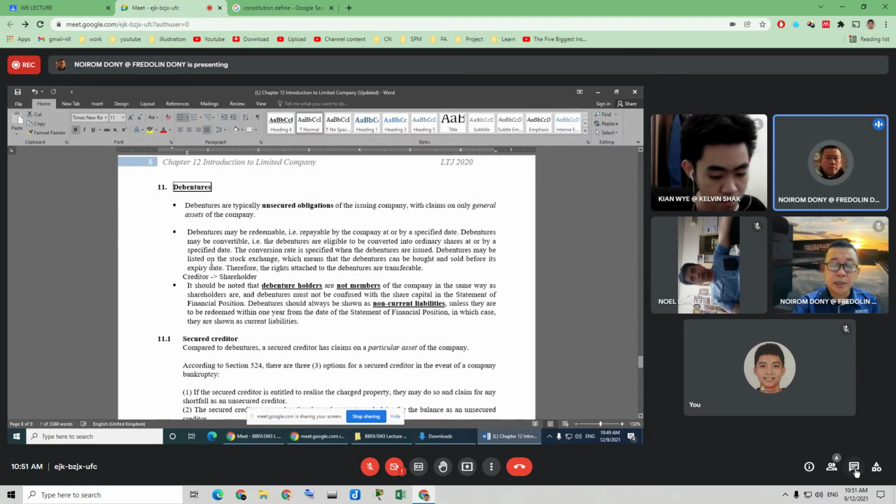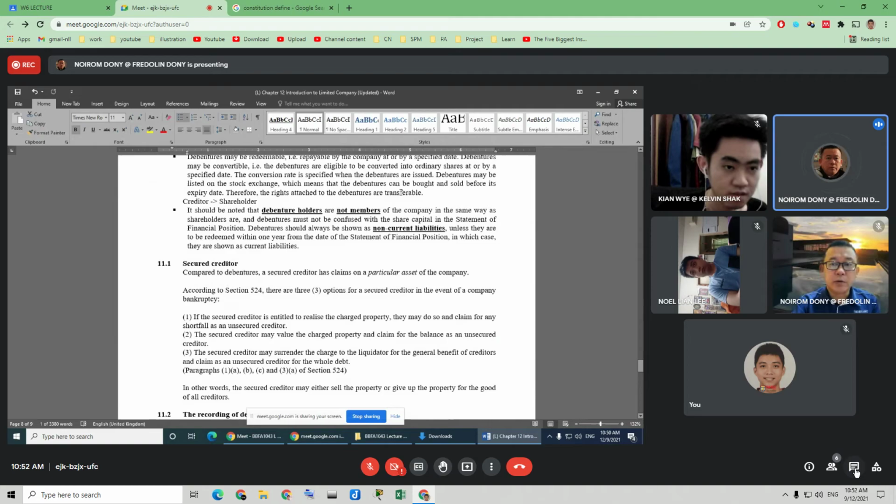They may be listed on the stock exchange, meaning the debenture can be bought and sold before its expiry date, the same features as share capital. Therefore, the rights attached to the debenture are transferable. Meaning at any time, if the debenture holder needs money, they can sell off the debentures, so you can get cash immediately if need arises.